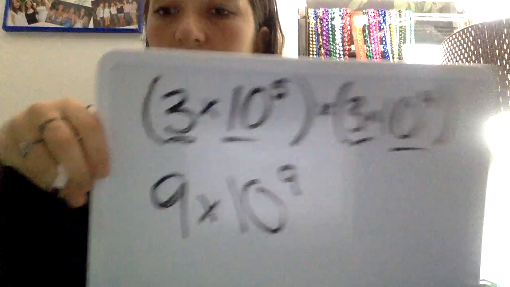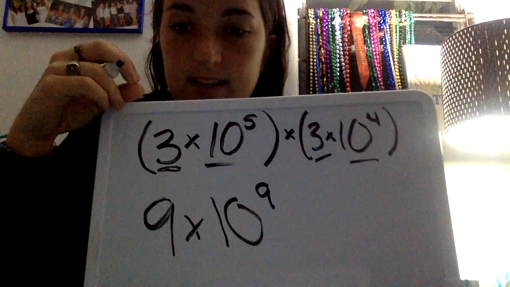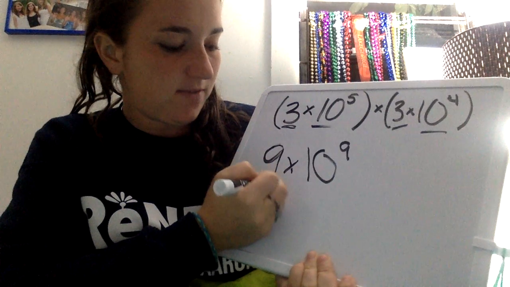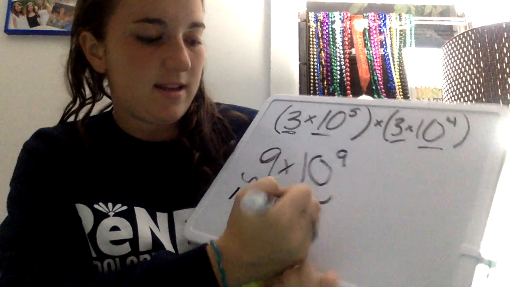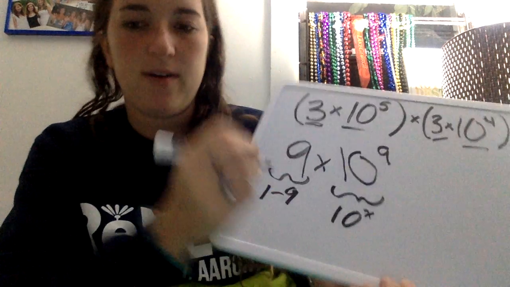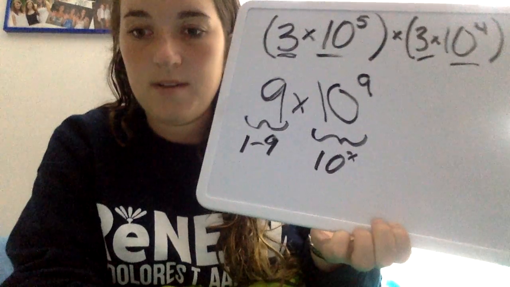Is this right here in scientific notation, 9 times 10 to the 9? Yes, it is. Remember my two rules. This front number needs to be 1 through 9, and this back number needs to be 10 raised to a power. So 10, I represent that as 10 raised to a power of x.